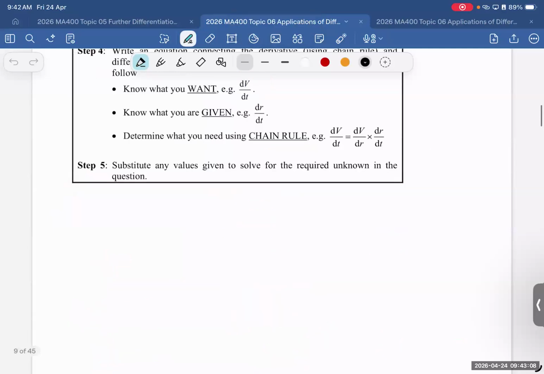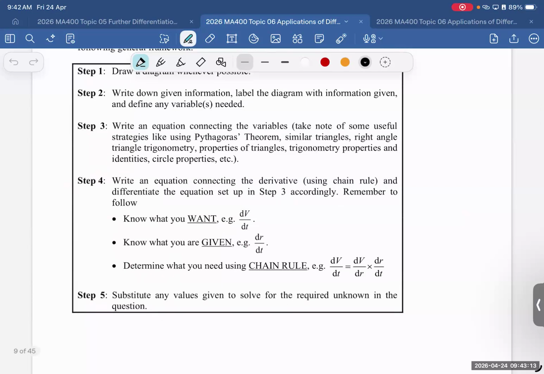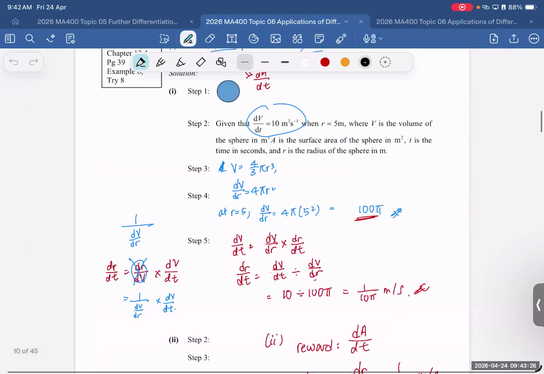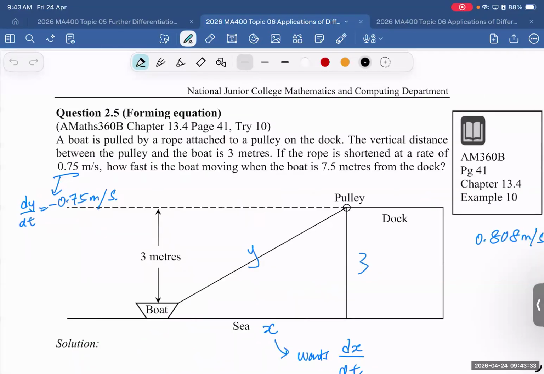So they are asking you how fast the boat is moving, right? That means they're asking you about this direction of movement. Let's say I call this variable x. This question is difficult because I need to define my own variables. This is dx/dt. Let me call this y. Then this is dy/dt. What they're telling you is that dy/dt is negative 0.75. The rope is shortening 0.75 meter per second.